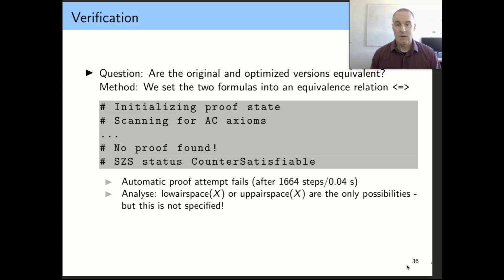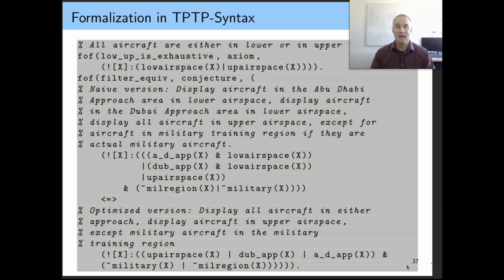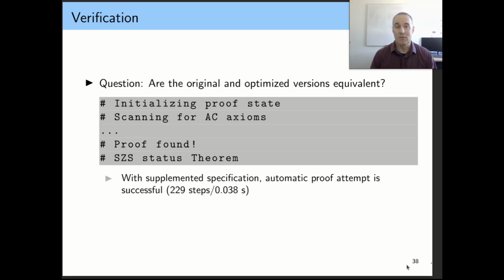Okay. So knowing that there's a problem, we want to go about fixing it. The only things that we can analyze here are this lower and upper airspace. They're the only possibilities, right? There isn't a third thing. There can't be a middle airspace. But we haven't said that, and that turns out to be the problem. Right? So we can make that revision in our code, and then we'll be able to get a proper answer.